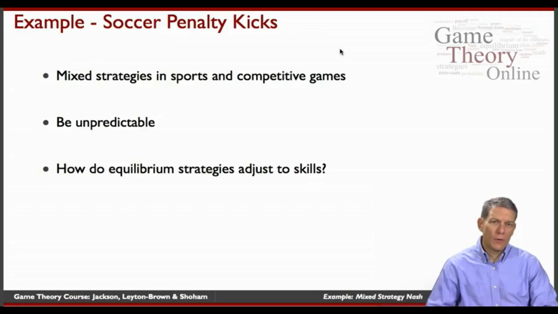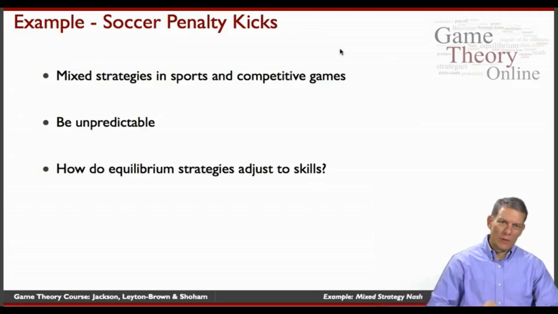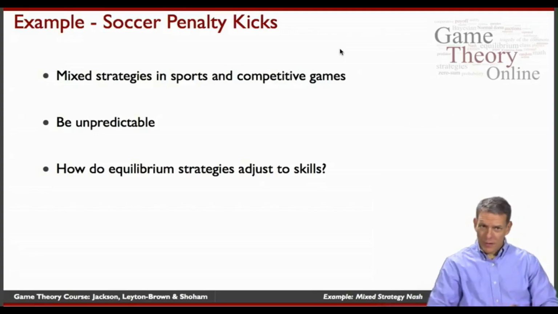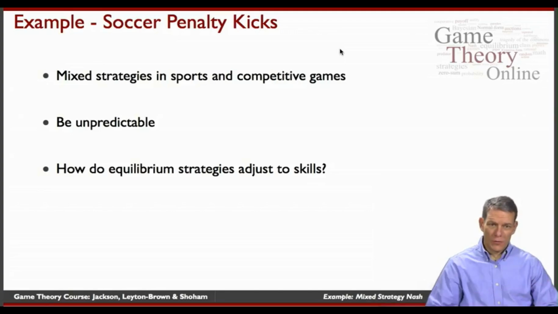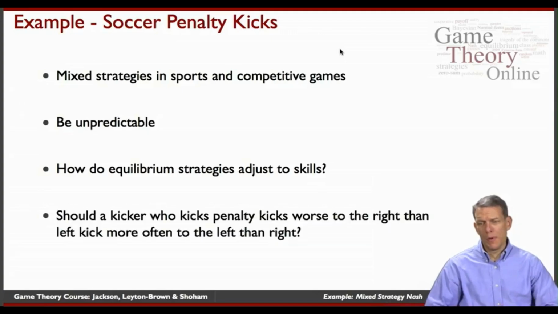So let's suppose, for instance, as a kicker, that I might be biased. I might be able to kick the ball more accurately in one direction than the other. So if you ask me to kick it towards the left side of the goal, it might be that I hit there very accurately. If you tell me I have to kick it towards the right side of the goal, it could be that I'm less accurate and I have a higher chance of just missing the goal altogether. So how is the equilibrium going to adjust when we change one of the players' skills? So let's have a peek at this.